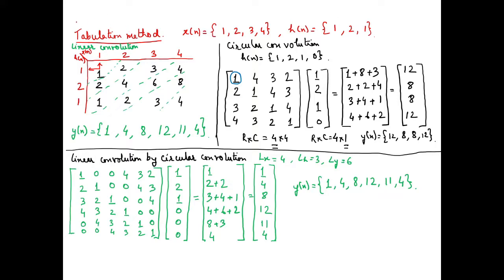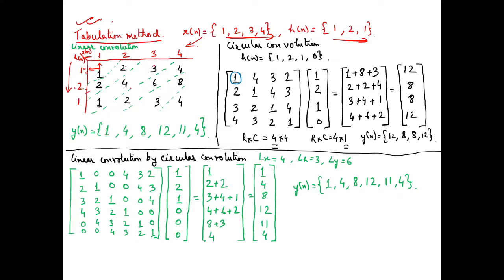In this method, as the name suggests, tabulation, we need to tabulate the values. So in the column, we will be having h of n: 1, 2, 1. In the row xn, we will be having 1, 2, 3, 4. So this xn is on the top, and this hn is in the column, left to right. Now just do the multiplication. 1 multiplied by 1 is 1, 1 by 2 is 2, 1 by 3 is 3, 1 by 4 is 4. Then 2 multiplied by 1 is 2, 2 by 2 is 4, 2 by 3 is 6, 2 by 4 is 8. Similarly, the last multiplier is 1, so we put 1, 2, 3, 4.